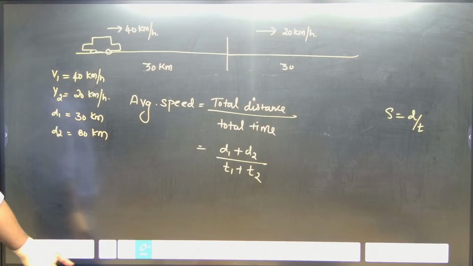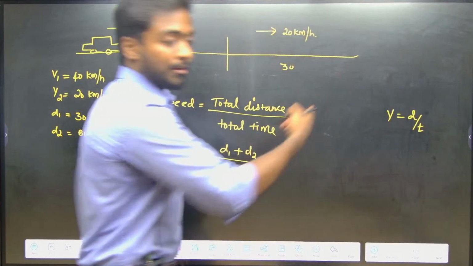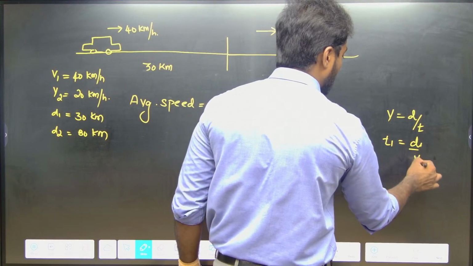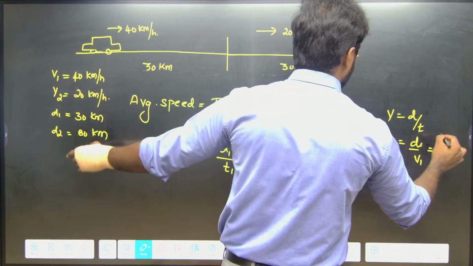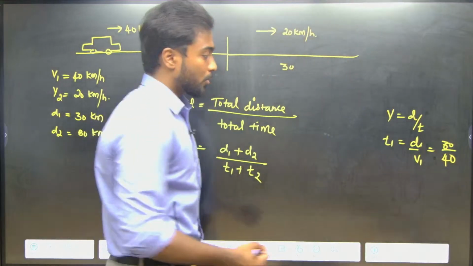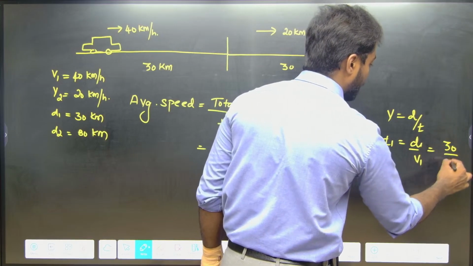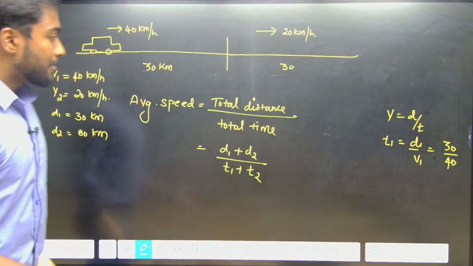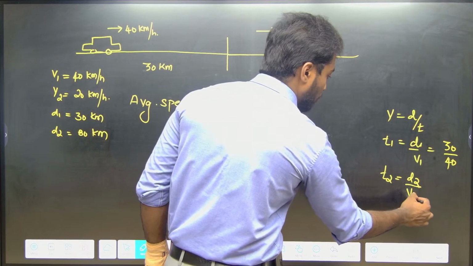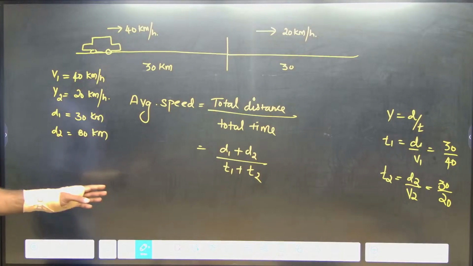I don't know T1 T2. Can I write T in terms of V and D? Yes, sir. So, T1 is equals to D1 by V1. What is D1? It is 30, and what is V1? It is 40. 30 by 40, which is nothing but 3 by 4. Okay, I will keep as it is, 30 by 40 only. Got it? Next, T2, can I write like this? T2 is equals to D2 by V2, which is nothing but 30 by 20. Is there anything else?